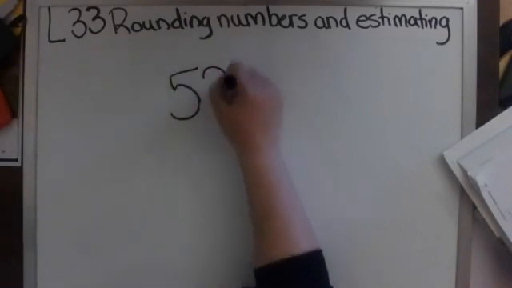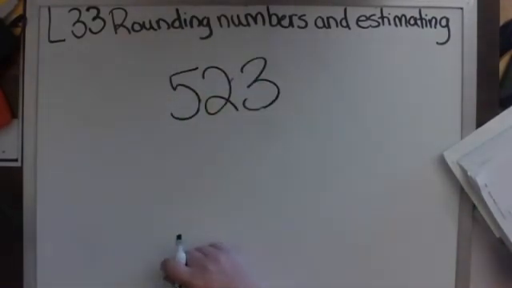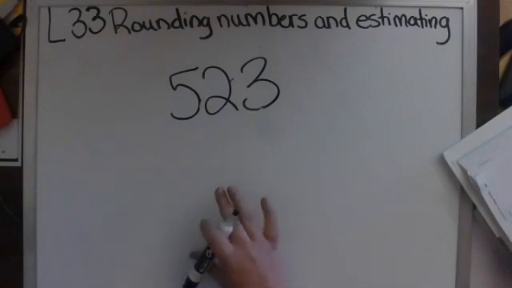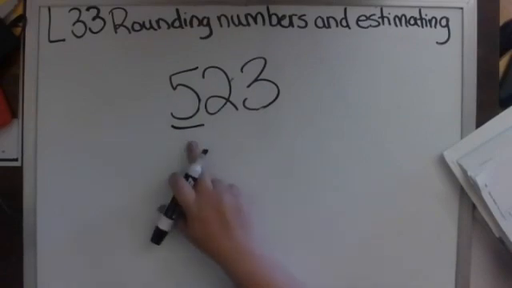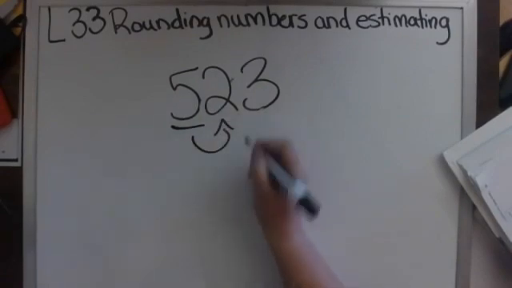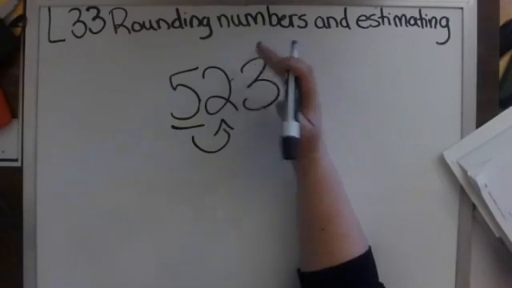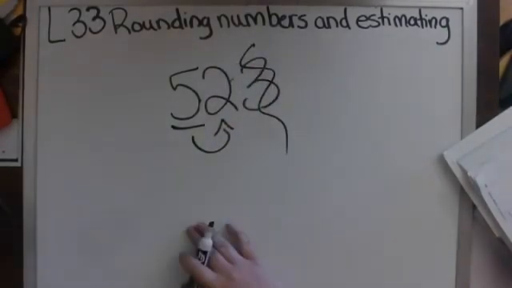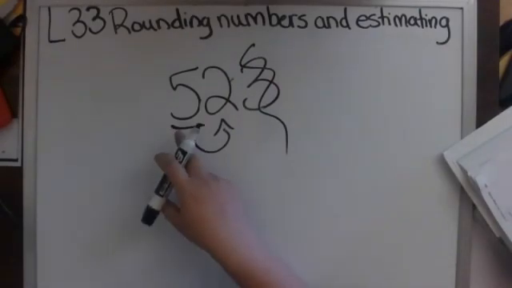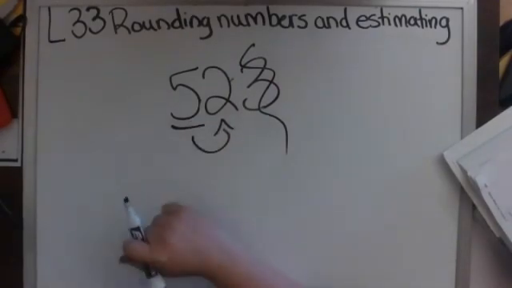So if I have the number 523 and I'm asked to round it to the nearest hundred, the first thing I have to do is figure out what my places are: ones, tens, hundreds. I'm rounding this number, which means I look at the next number beside it. This 3 now becomes useless. I don't care about it. I'm rounding to the nearest hundred, so I only need to know these two numbers.